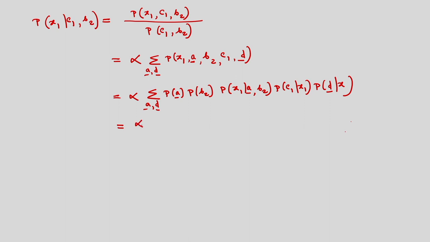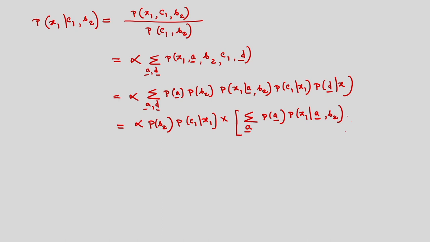So we are considering this one, it is alpha, the probability of B2, probability of C1 given X1, into summation over A, so probability of A, probability of X1, A, B2, and the summation over D, probability of D given X1. So we can write like this.